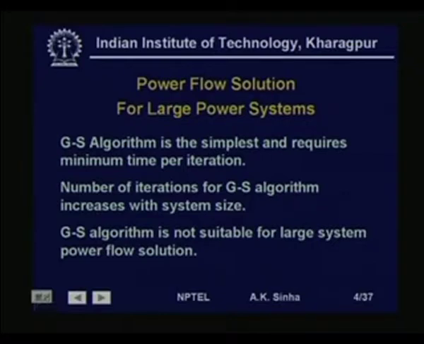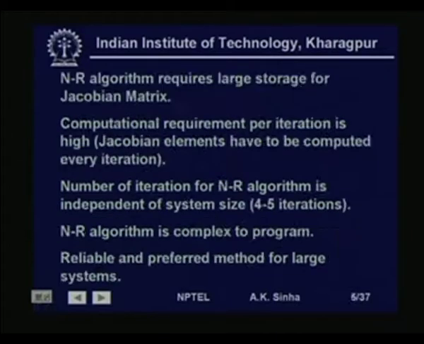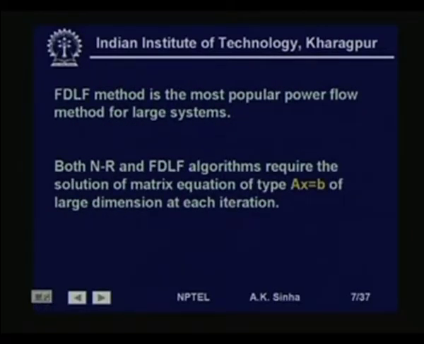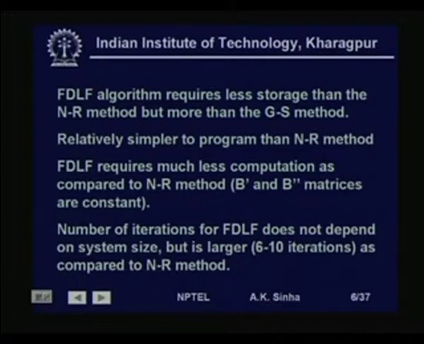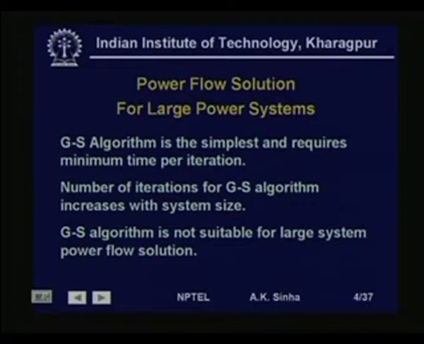We had seen that the Gauss-Seidel algorithm is the simplest algorithm and requires minimum time per iteration, because the computation involved is much less, though we have to do this computation in the complex frame, that is, all quantities, power, voltage and admittances, are used as complex quantities.